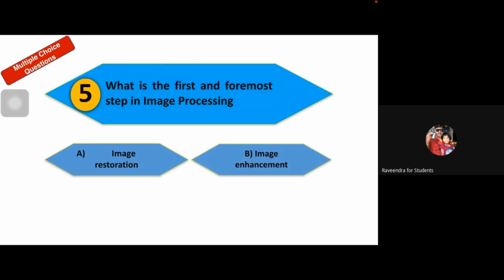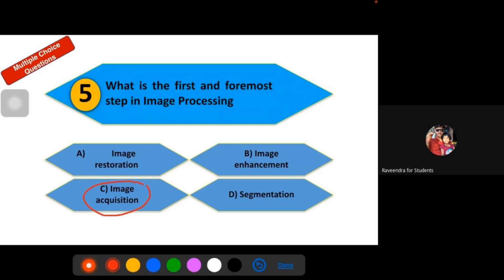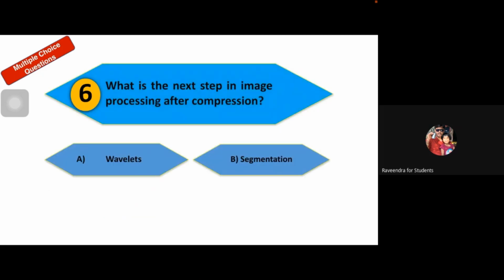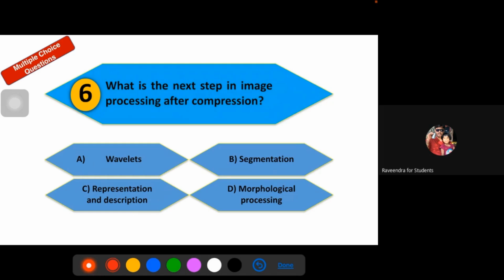Next, fifth one. What is the first and foremost step in image processing? What is the very first block or stage in the fundamental steps of image processing? That is image acquisition. You know it very well. Option C. Then sixth one. What is the next step in image processing after compression? So after compression, what is the block we will have? It is morphological processing. D is the correct option.